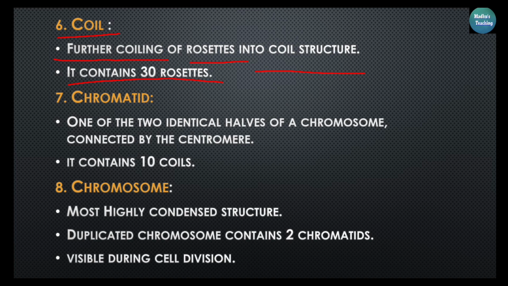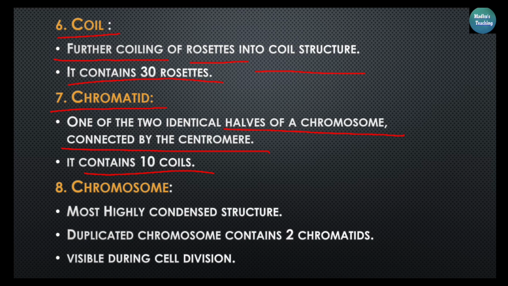And next, chromatid. It is a half of a duplicated chromosome connected by the centromere, and it contains 10 coils. One chromatid contains 10 coils, means 10 coils are combined together forming a one chromatid. So duplicated chromosome contains 20 coils because it has two chromatids. For one chromatid, 10 coils are needed. For two chromatids, 20 coils are needed.